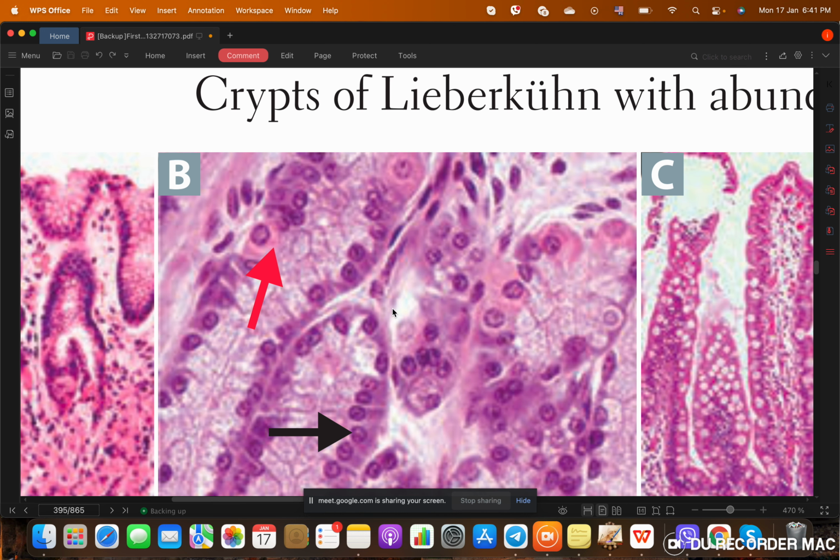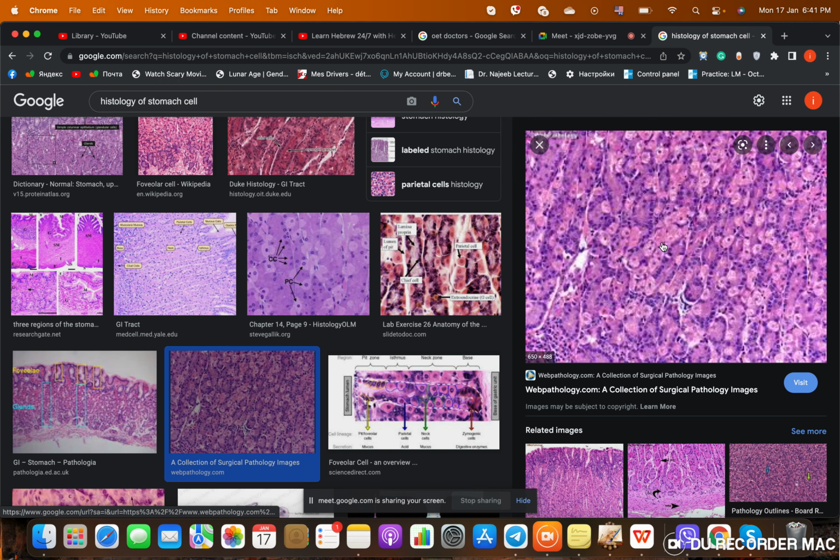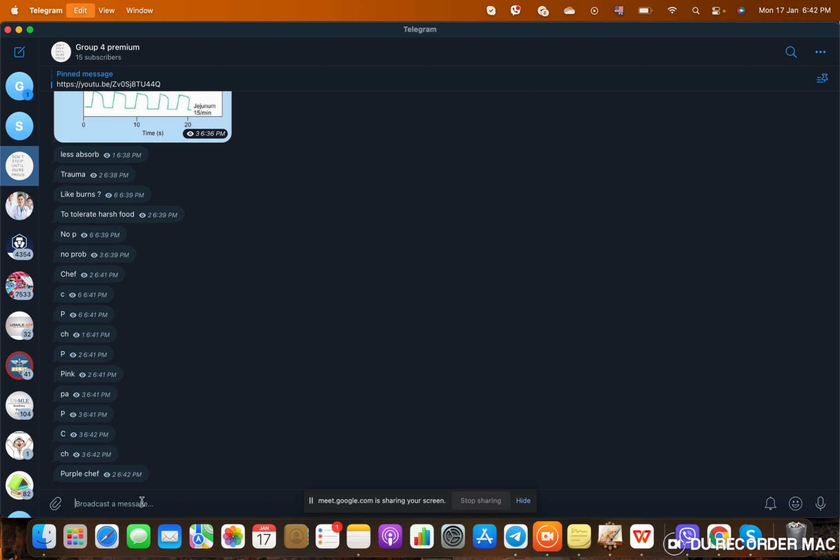So let's try this again. If we are speaking about this cell, this one is a chief cell. Okay, I see the confusion there. So let me try a totally different picture. Okay, nice. Can you see the cell? What do you think it is? Pink, so parietal. What about this cell? Chief cell, because it's purple or blue.